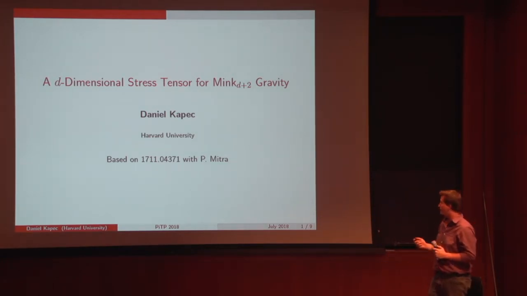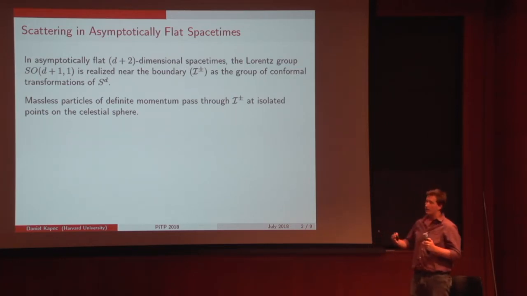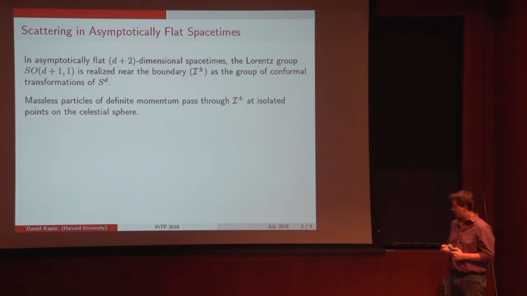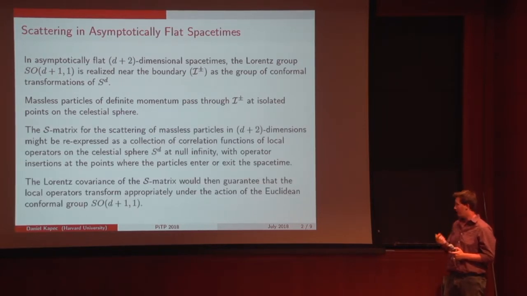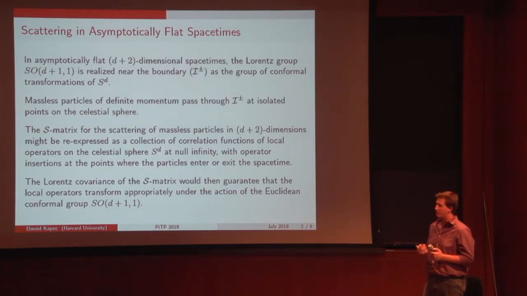I'm Dan Kapec, and I'll discuss this paper that I wrote with Prahar Mitra. So here's the basic idea. In an asymptotically flat spacetime, out near the boundary, the Lorentz group acts as the conformal transformations of the celestial sphere, and massless particles which enter or exit the spacetime through null infinity do so at isolated points on that sphere. So if you are a very optimistic person, you might hope to somehow rewrite the massless S matrix in D plus two dimensions in terms of a collection of D-dimensional correlators, with local operator insertions at the points where the particles enter or exit the spacetime.